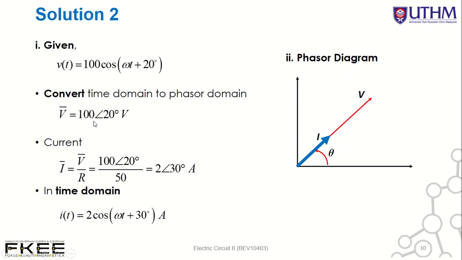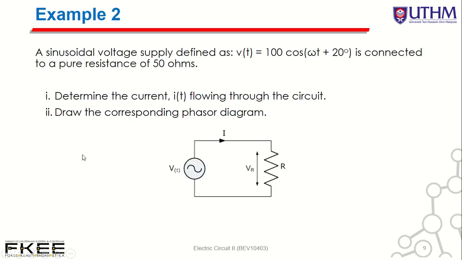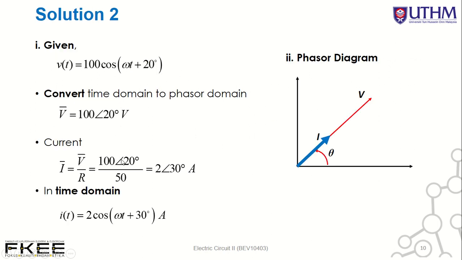Okay, 120 degrees for V, and then from the circuit you can determine the current, because current equal to V over R. From the circuit you can see that current equal to V divided by R in the phasor domain. So you will get the current in the phasor domain. From the phasor domain you can transfer to the time domain. I(t) equal to 2, the magnitude, this is the phase angle, cos(omega t plus phase angle). Is it clear?